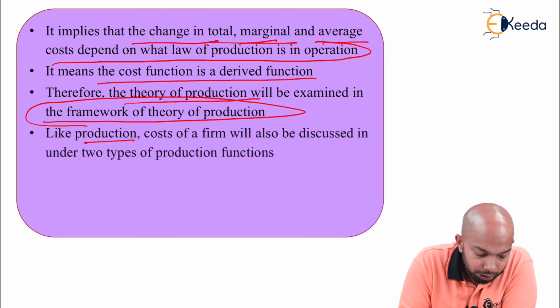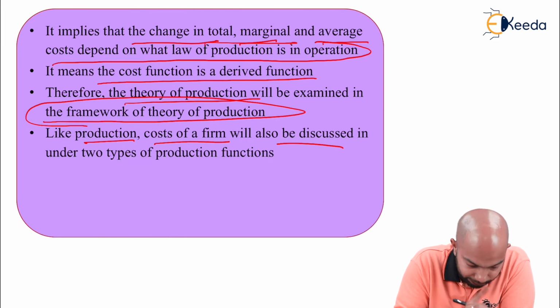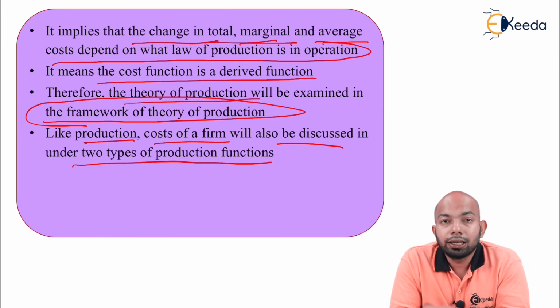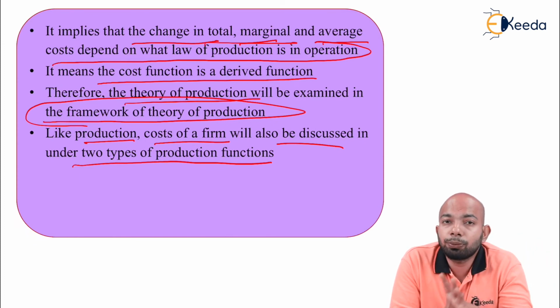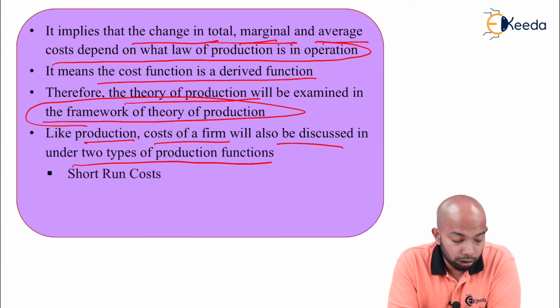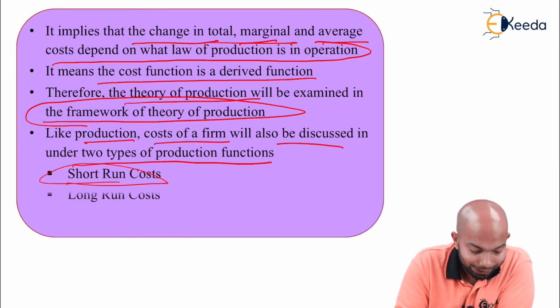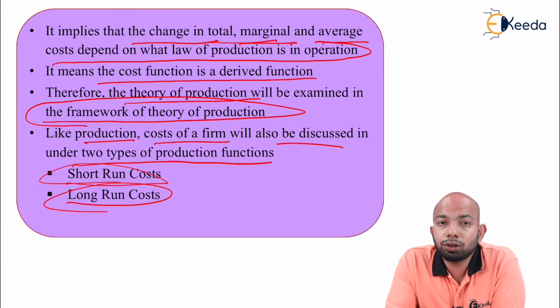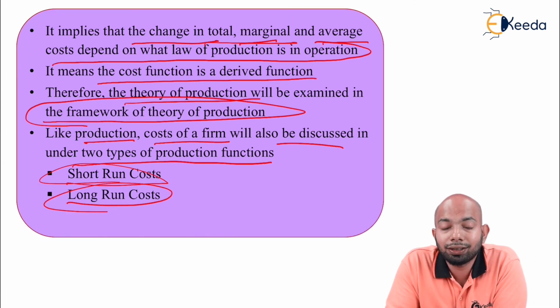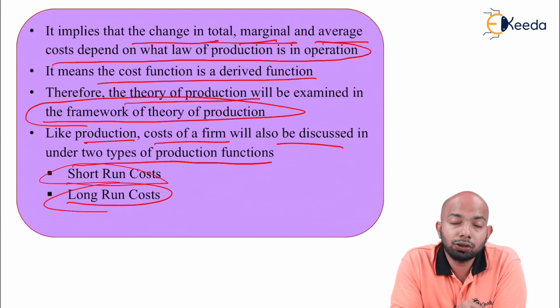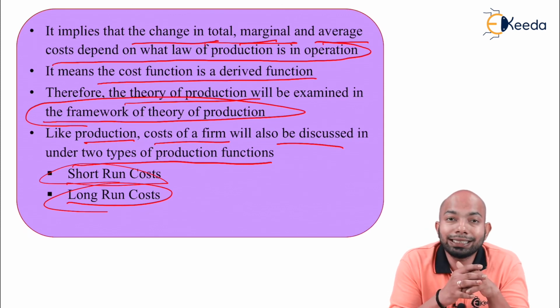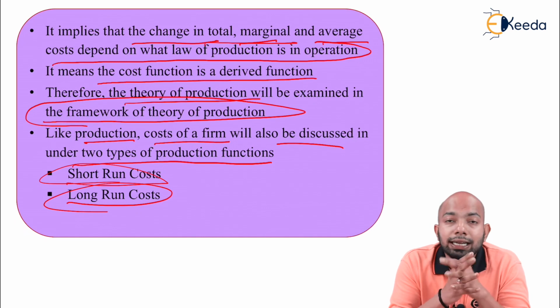Now, like production, the cost of a firm will also be discussed under two types of functions. Like production, where we have different functions, the cost of a product will also be determined with two functions. What are those? One is short run cost, second is long run cost. These are the things you have to look into whenever it comes to the production function or the cost function related to it. After this, we'll be studying the basic details of what exactly short run cost is, and what exactly long run cost is.